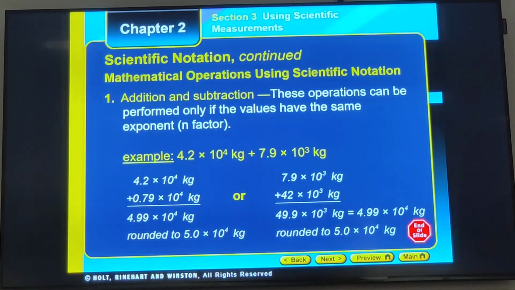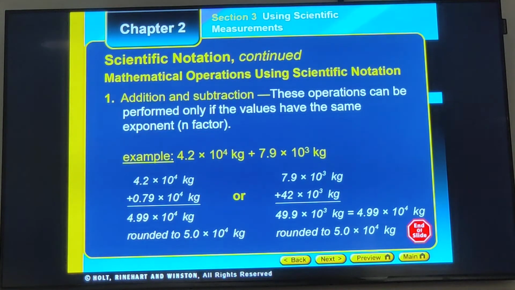And notice that when I add the 4.2 and the 0.79, I get 4.99, but I need to round it to the one place past the decimal, because the 4.2, the 2 is in the tenths place. The 9 in 0.79 is in the hundredths place. Which column's farthest left? The tenths. So I round off to this place right here, which will make it 5.0 times 10 to the fourth.